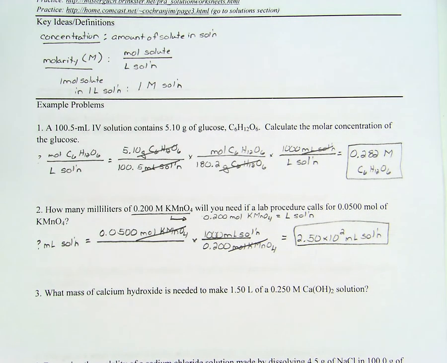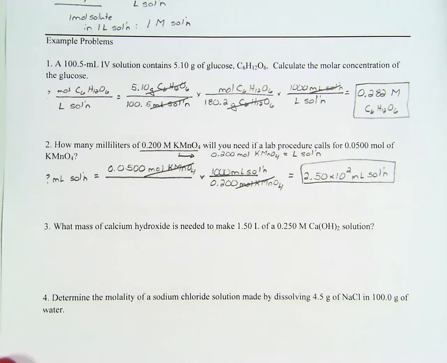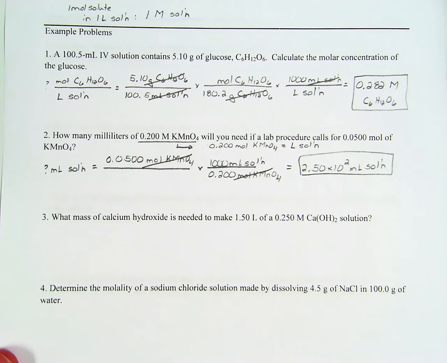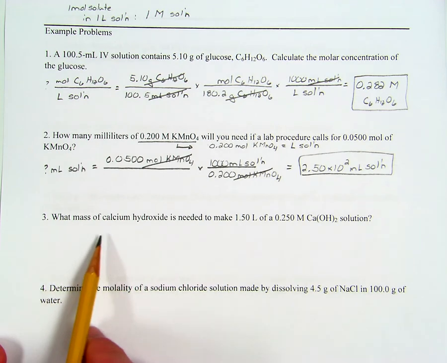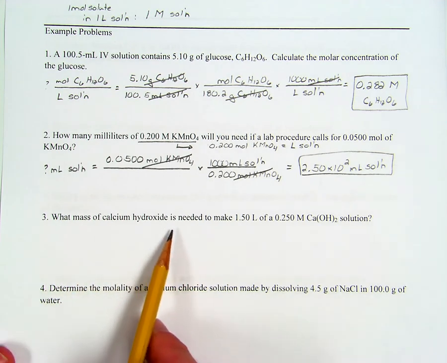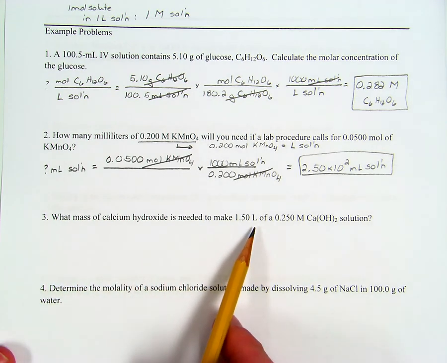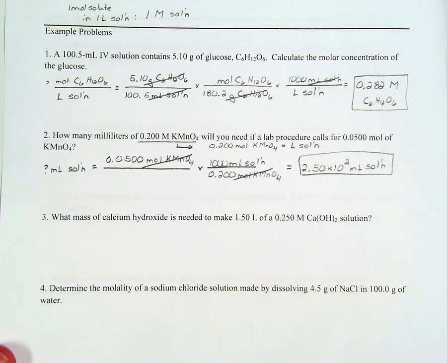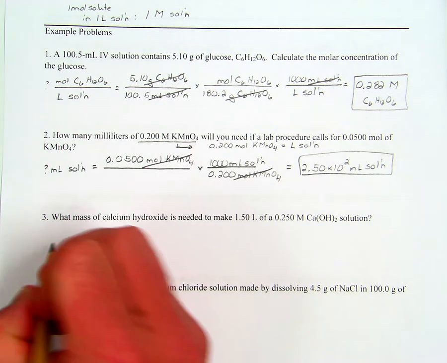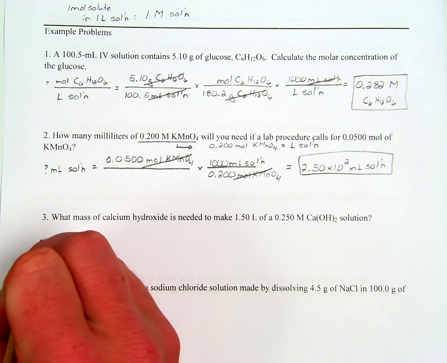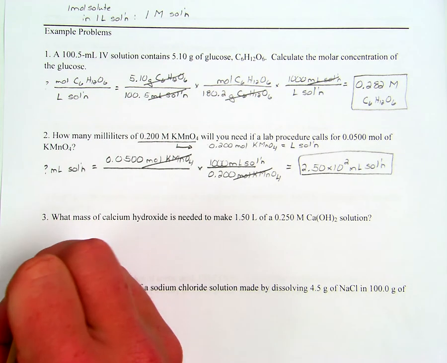Alright, question or example number 3. And this is the last one dealing with molarity. We're asked, what mass of calcium hydroxide is needed to make 1.50 liters of a 0.25 molar calcium hydroxide solution? Alright, so we're asked for a mass. Now, it doesn't ask for a specific unit, so we could really pick any unit that we would like. Our most convenient unit would probably be grams.